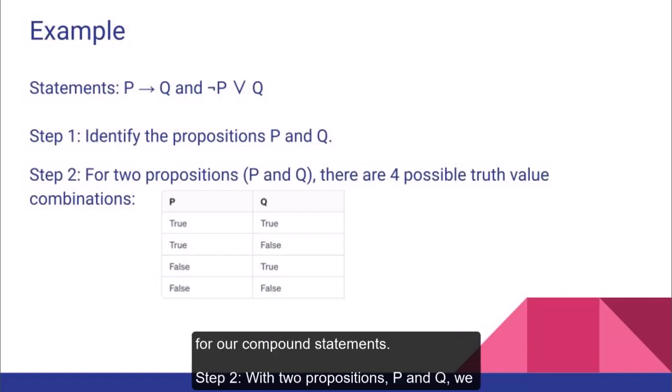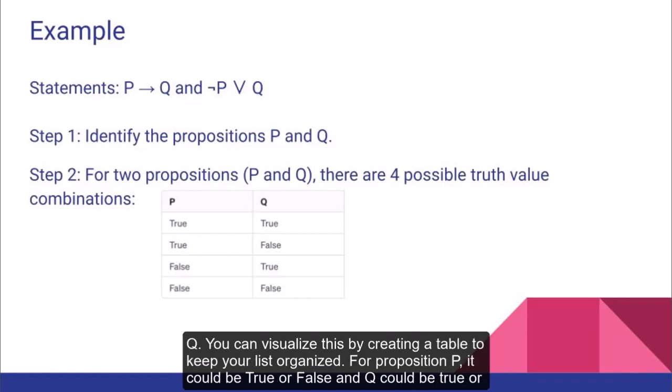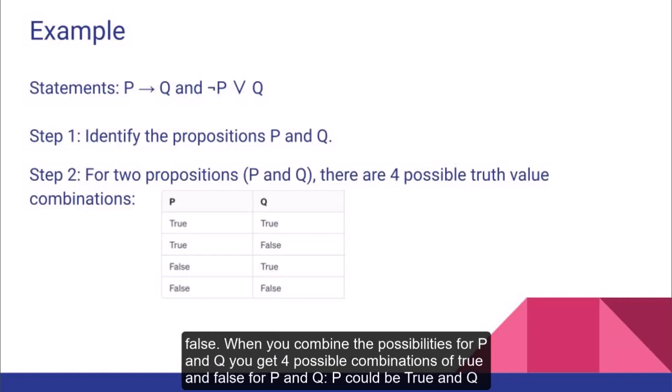Step 2. With two propositions, P and Q, we have four possible combinations of truth values. Here you are just writing out a list of all possible combinations of truth values for P and Q. You can visualize this by creating a table to keep your list organized. For proposition P, it could be true or false, and Q could be true or false.